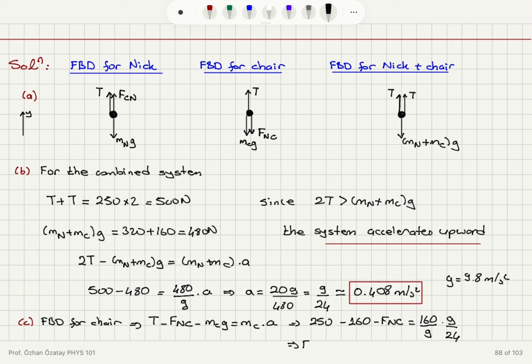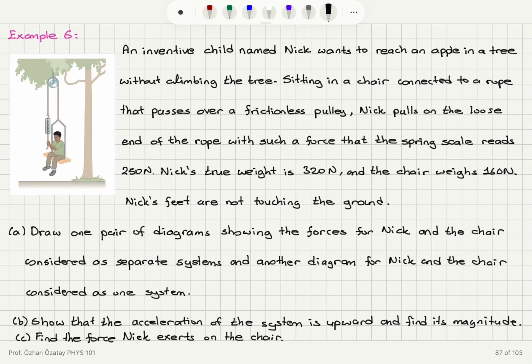So we can find the force Nick is exerting on the chair to be 90 minus, because these g's will cancel, 90 minus 40 over 6. So we can find the force Nick exerts on the chair to be roughly 83.3 newtons. Okay, so this was a good example of identifying forces on different parts of the system and looking at the system as a whole.